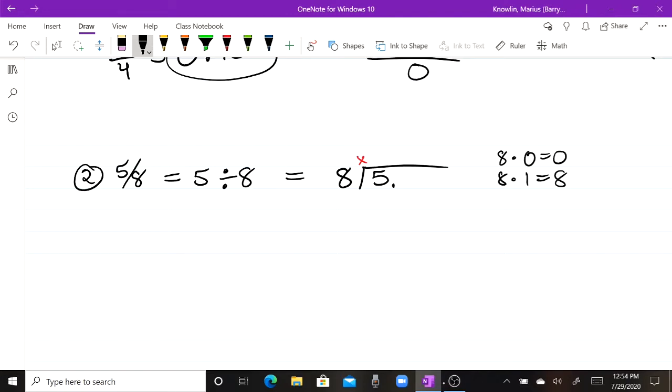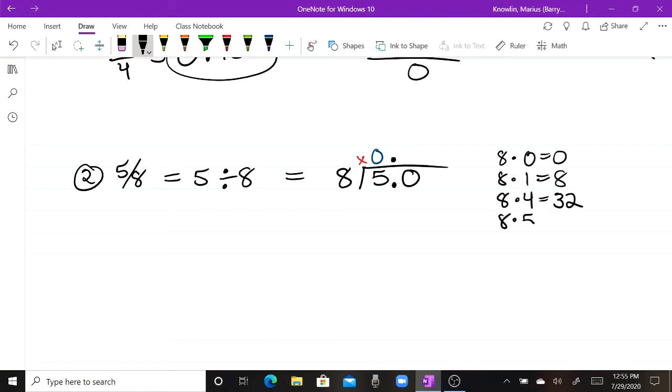But we're going to add a decimal. That means we're going to put a decimal right above it. And then we're going to place a 0 after that decimal. Okay? And if we want, we can go ahead and put the 0 here. We know that 8 goes into 5 0 times, but now we want to see how many times 8 goes into 50. So let's go ahead and jump to 8 times 4. 8 times 4 is 32.